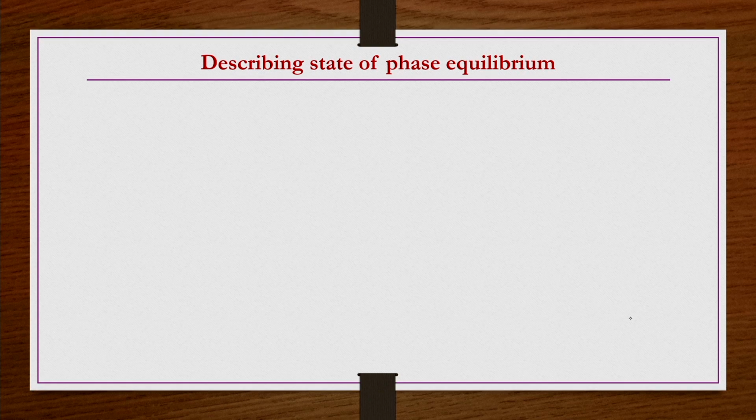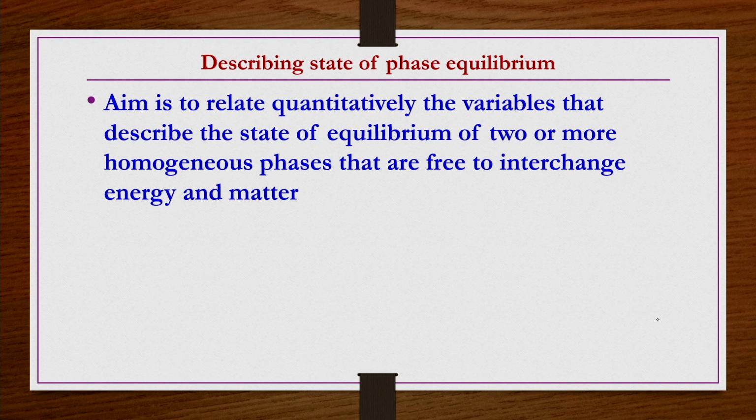The second one is that we have been discussing that the chemical potential of each component is equal amongst all coexisting phases, those phases which are at equilibrium. Those derivations we are going to do, describing the state of phase equilibrium. In general, in a phase equilibrium problem, what is the aim? The aim is to relate quantitatively the variables that describe the state of equilibrium of two or more homogeneous phases that are free to interchange energy and matter.